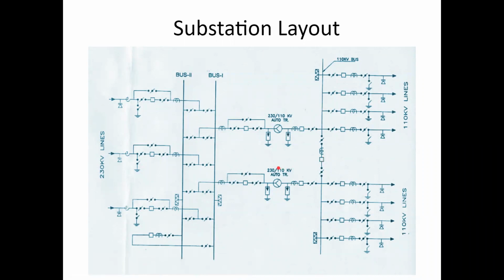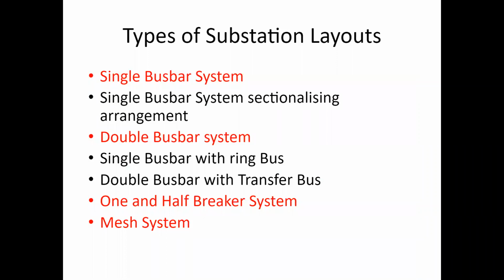Okay, this is an example of a substation layout. We are going to see the different types of substation layout. Based on the safety, the reliability, and the size of the substation, small or big, the layouts used are different. The simplest basic type of substation layout is called the single bus bar system. It will have a single bus on the high voltage side as well as the low voltage side.